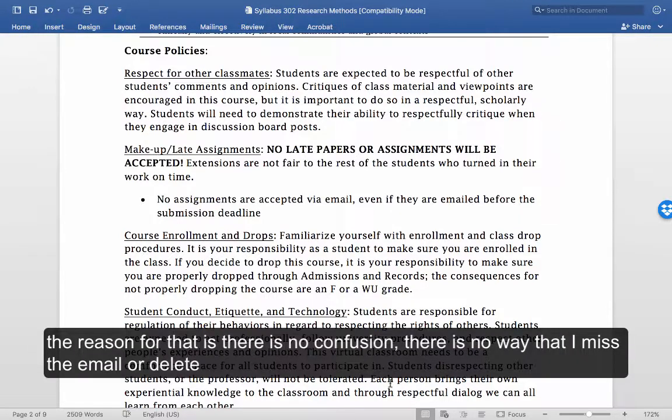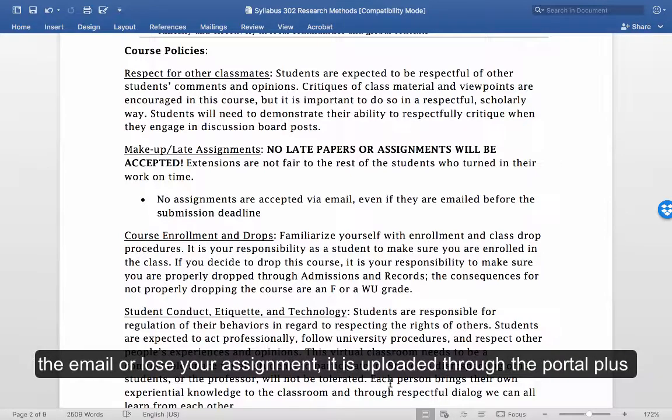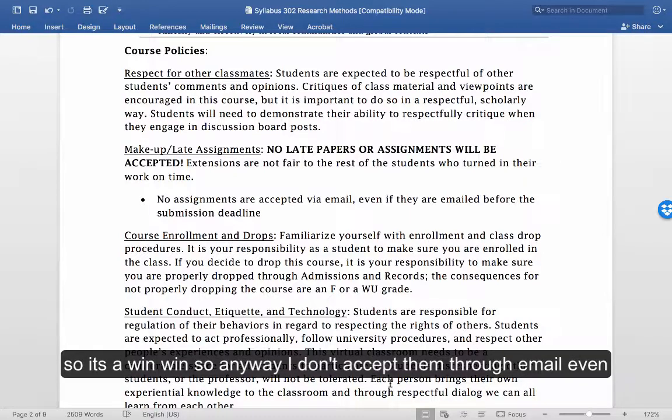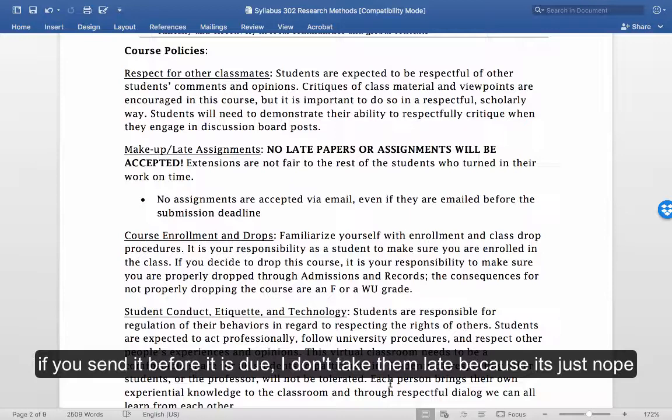The reason for that is that there's no confusion. There's no way that I miss the email or delete the email or lose your assignment. It's uploaded through the portal, plus it's connected to the gradebook. So as soon as I grade it, you get to see what your grade is, right? So it's like a win-win. So anyway, I don't accept them through email, even if you send it before it's due. I don't take them late because it's just, nope.